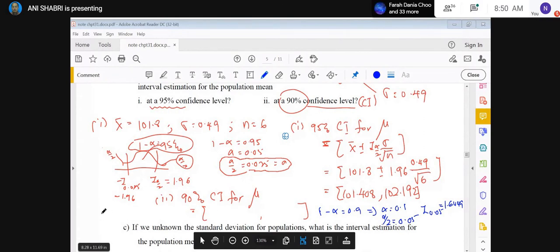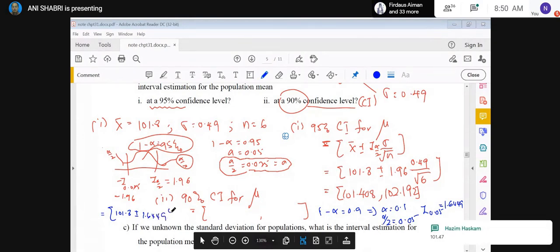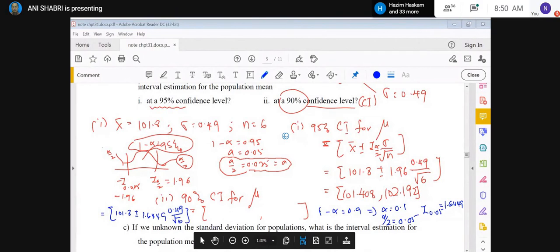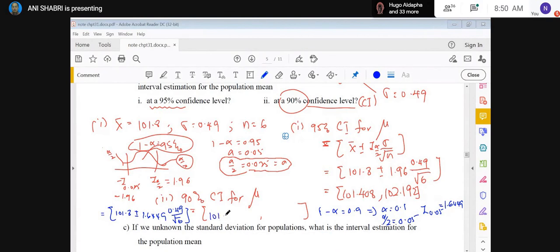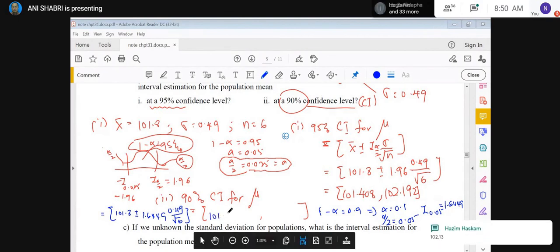Okay, it is equal to 101.8 plus minus the alpha value 1.6449 times 0.49 divided by square root of 6. Try calculate it. The lowest is 101.47, and the other one is 102.13.